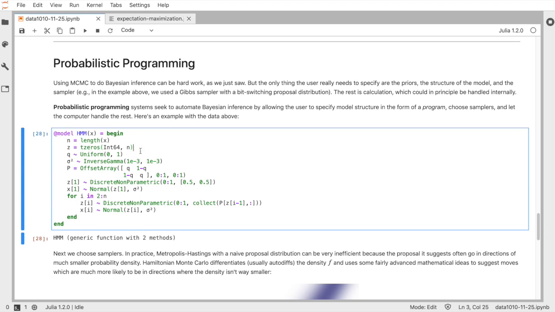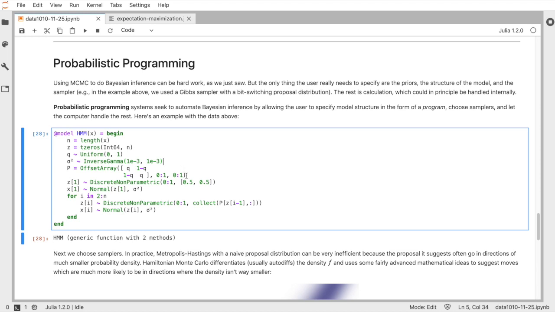But then we just specify our prior distributions and the structure of the model in plain code. So we say our prior on Q is, let's say, uniform from 0 to 1. So we're trying to be agnostic there. Sigma squared is inverse gamma with these very small parameters, 10 to the minus 3 and 10 to the minus 3. So again, we're trying to not be super opinionated about what we think sigma squared is going to be.